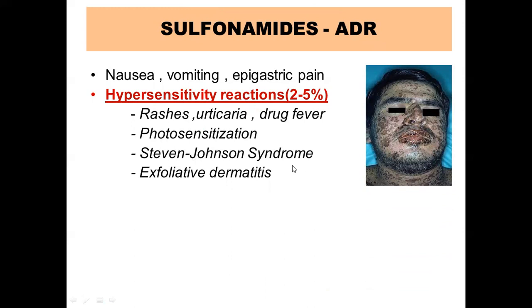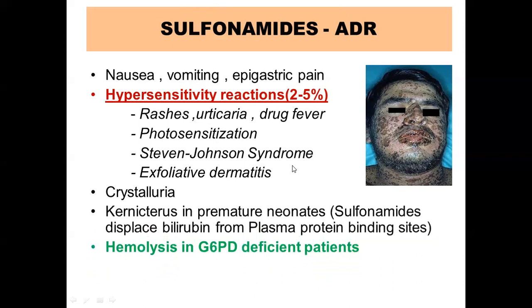So whenever you're prescribing sulfonamides, always ask for any history of allergy to sulfonamides. Many of the patients might also tell you voluntarily that they are allergic to sulfa drugs. So this is a hint that you have to prescribe very carefully in such individuals. Then as I told you, they can end up with crystalluria. And in premature infants, if you are giving sulfonamides, it can lead to kernicterus.